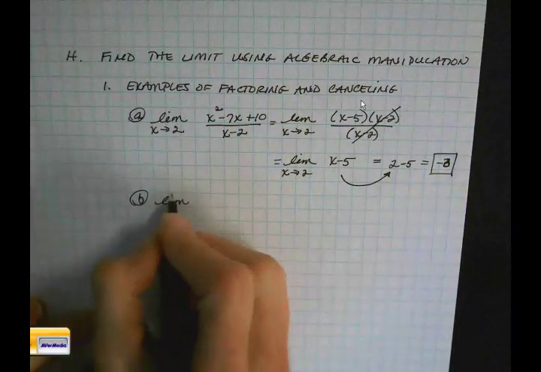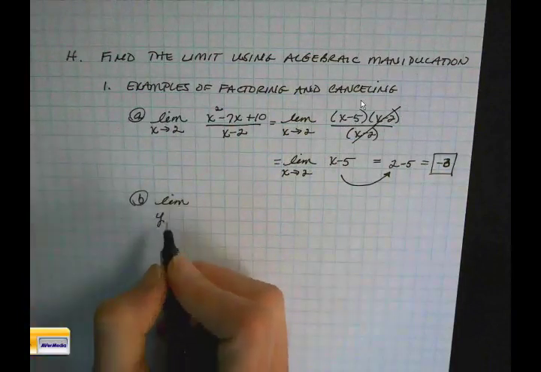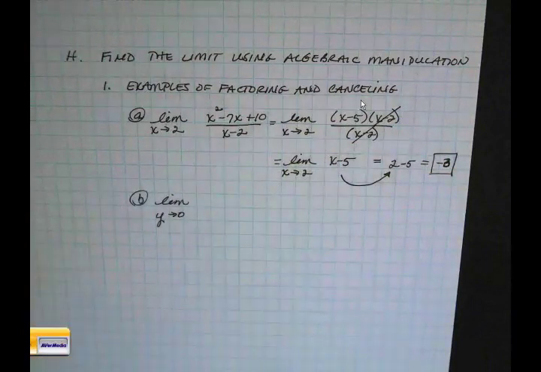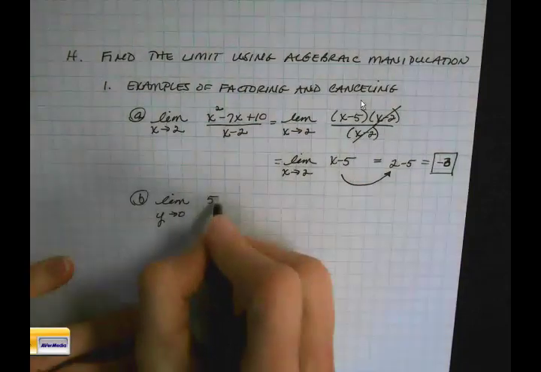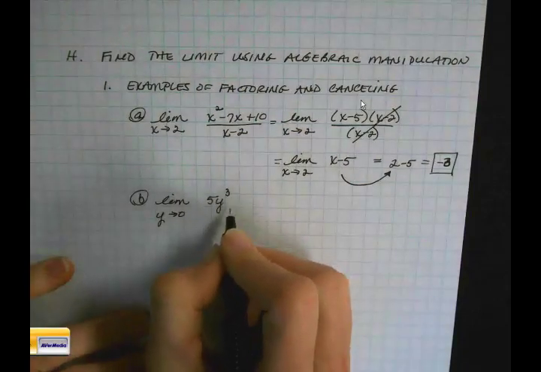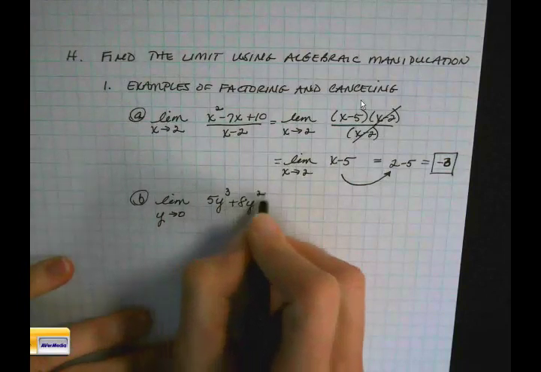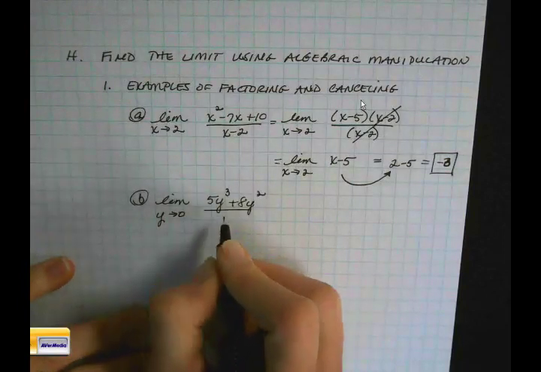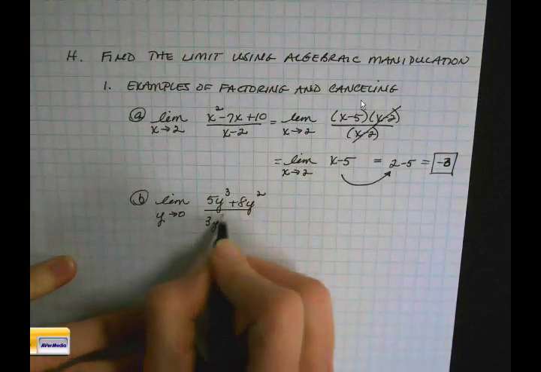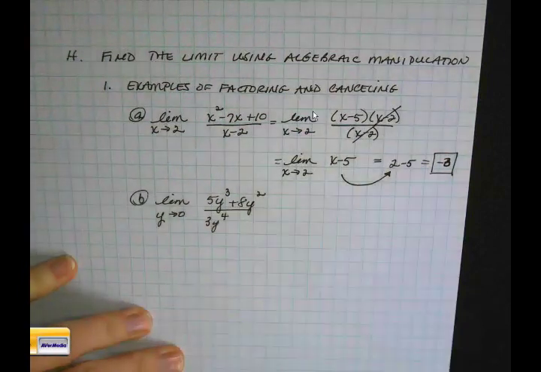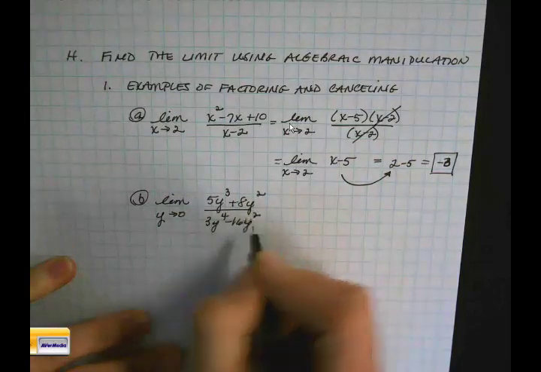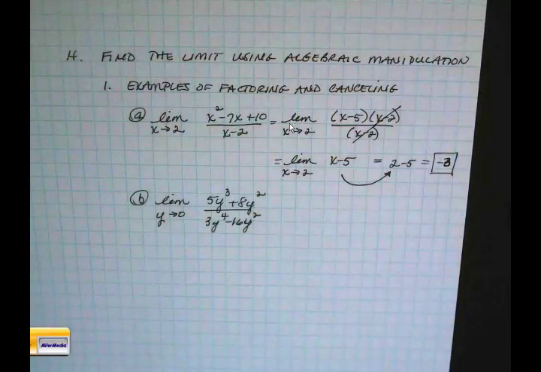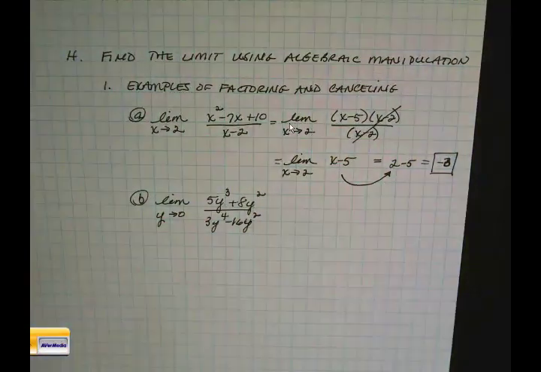Okay, what if you have, and this is a really unusual variable to use, but they were using this in the book, so it's probably going to happen in my math lab. It's kind of weird to use y, but they're using y. The limit as y approaches 0 of 5y cubed plus 8y squared over 3y to the 4th minus 16y squared. I really prefer not to use the y variable, but they're probably going to do it in my math lab.